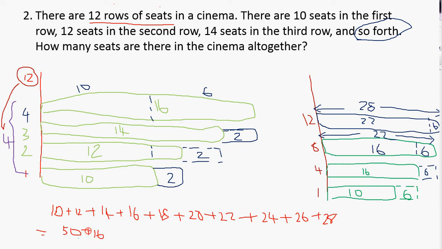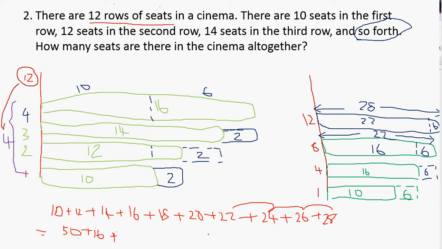Then plus another 20, here 2, 4, 6, 8 again. So 2 plus 4 is 6. 6 plus 6 is 12. 12 plus 8 is 20. So sorry, this should be 20.